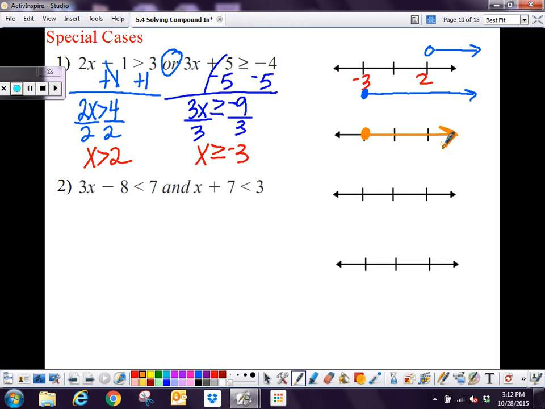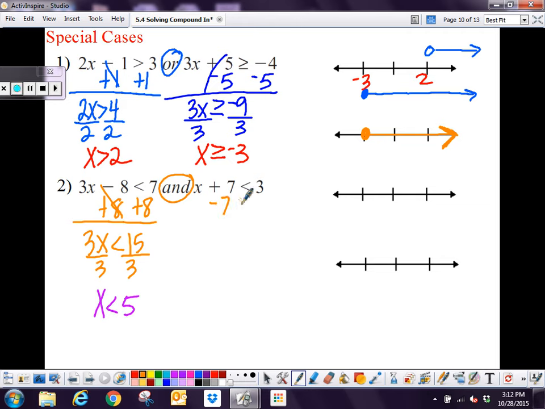All right, number 2. Now notice this is an and. So we're going to add 8 to both sides. I have 3x is less than 15. We're going to divide both sides by 3. And we get x is less than 5. And then over here, we're going to subtract 7. And we get x is less than -4. Okay, so I'm going to throw both of those numbers on my number line.